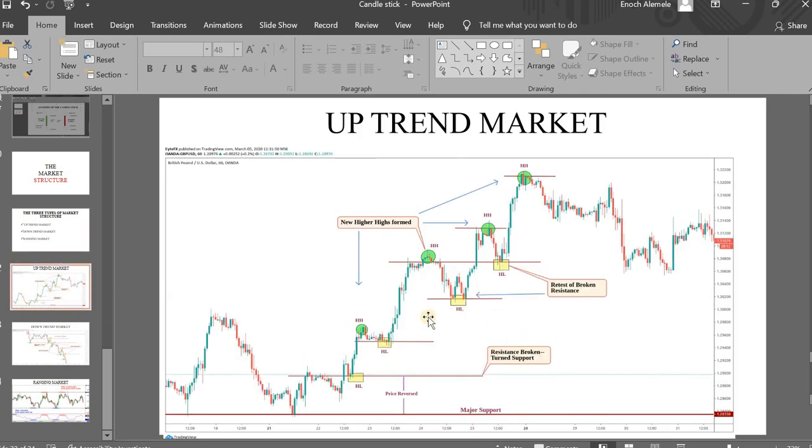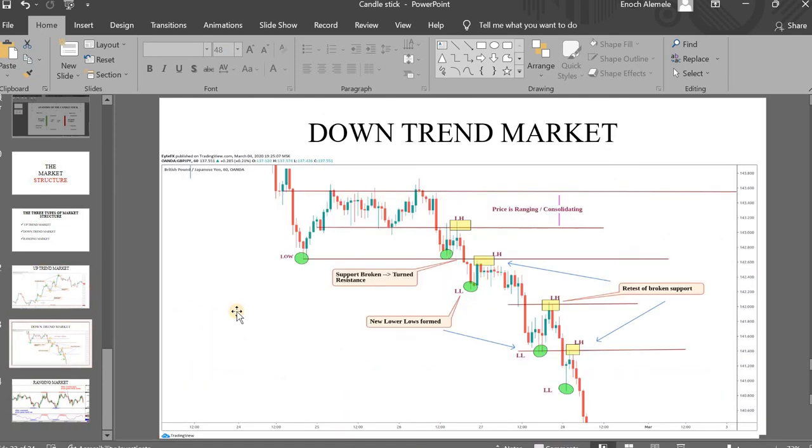And then in an uptrend, what do you look out for? Do you look out for a buying opportunity or a selling opportunity? We look for buying opportunities. Very good. So in an uptrend, you are only looking out for a buying opportunity because the price is moving up. You wait till it retraces to the support level, then you buy, and as it goes high, you sell. So that is it for an uptrend market.